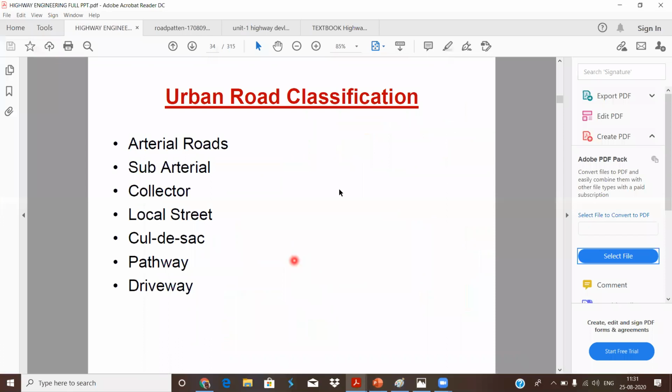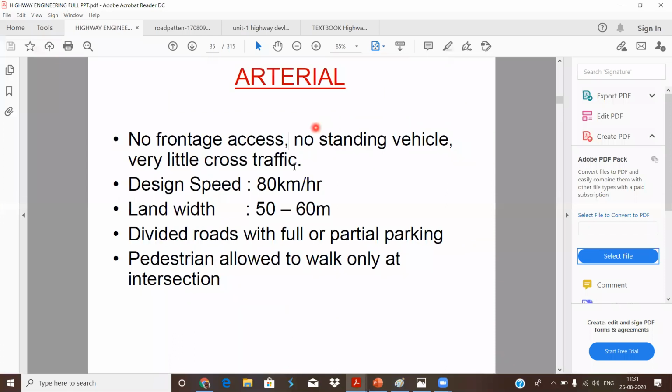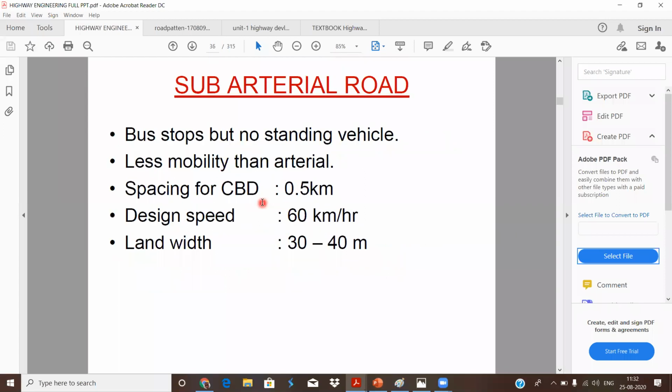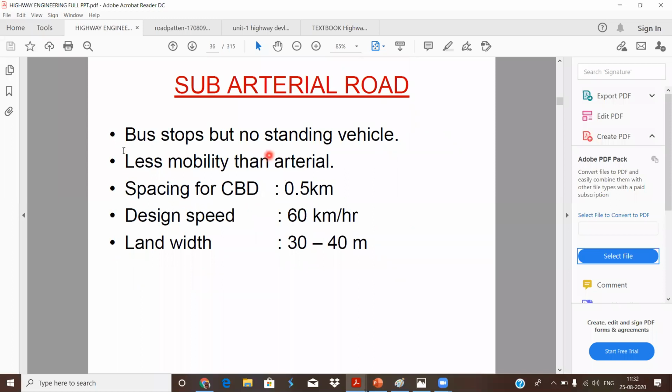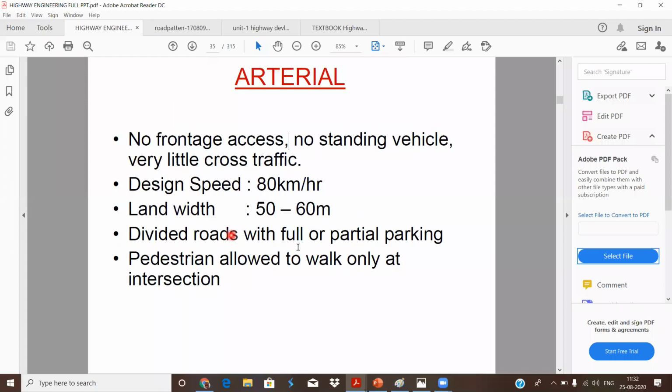So next, the important points regarding arterial roads. The design speed is the most important. They ask what the design speed for arterial roads is, like in mid exams or competitive exams. For arterial roads, the maximum design speed is 80 kilometers per hour, and the land width is 50 to 60 meters. No frontage access, no standing vehicles, no parking facilities are available. For subarterial roads, the design speed is 60 kilometers per hour, and the land width is 30 to 40 meters. So design speed and land width are lower compared to arterial roads, which have 80 kilometers per hour and 50 to 60 meters.